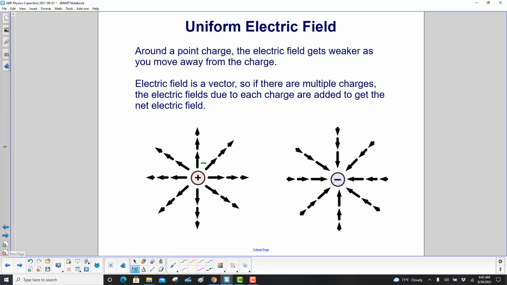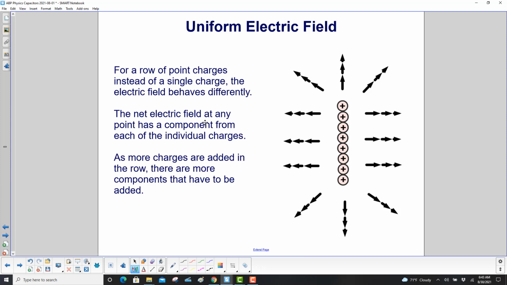Around a point charge, the electric field gets weaker as you move farther away from the charge. So it's very strong in here and gets weaker out here. Electric field is a vector, so if there are multiple charges, the electric fields due to each charge are added to get the net electric field.